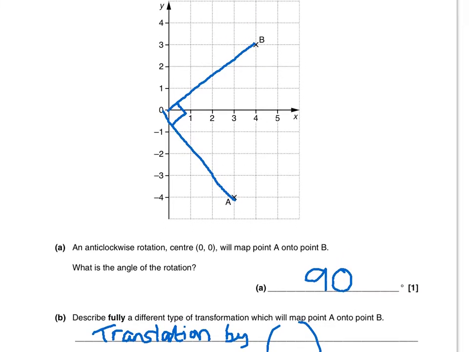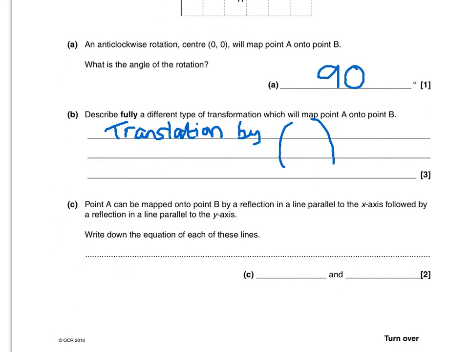So the vector says how many across have we gone? Well, we've gone 1 to the right and 1, 2, 3, 4, 5, 6, 7 up. So it's 1 to the right, that's positive, and 7 up.